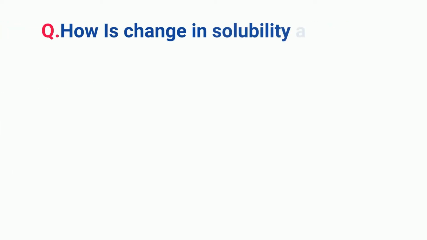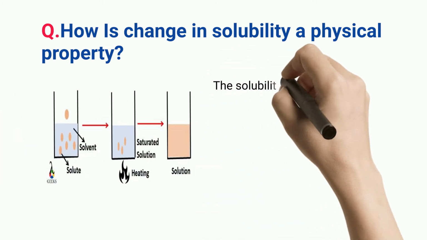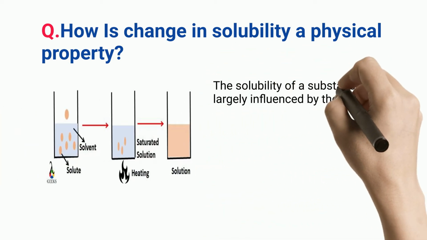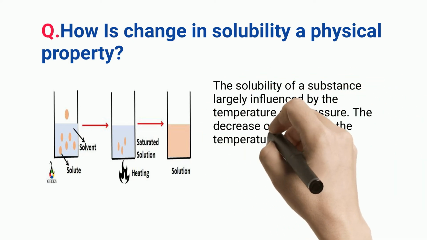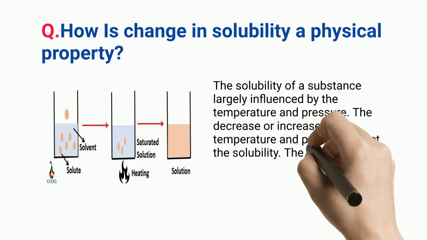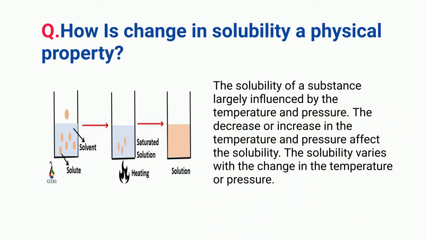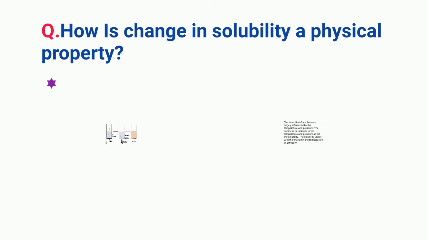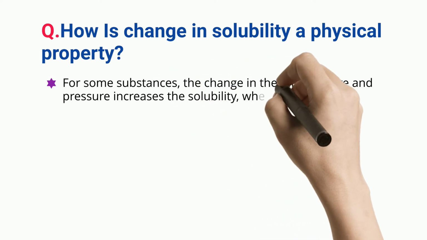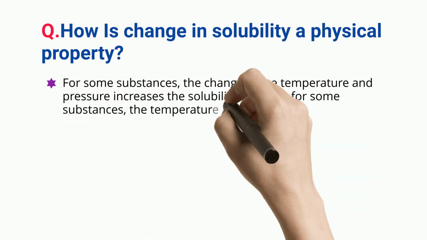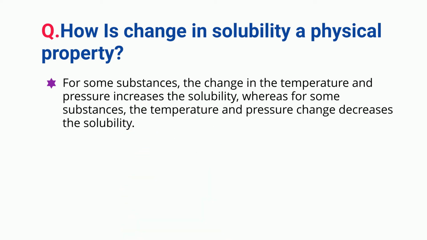How is change in solubility a physical property? The solubility of a substance is largely influenced by temperature and pressure. The decrease or increase in the temperature and pressure affects the solubility. The solubility varies with the change in the temperature or pressure. For some substances, the change in the temperature and pressure increases the solubility, whereas for some substances, the temperature and pressure change decreases the solubility.